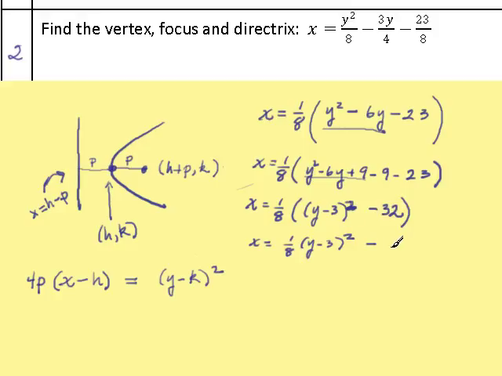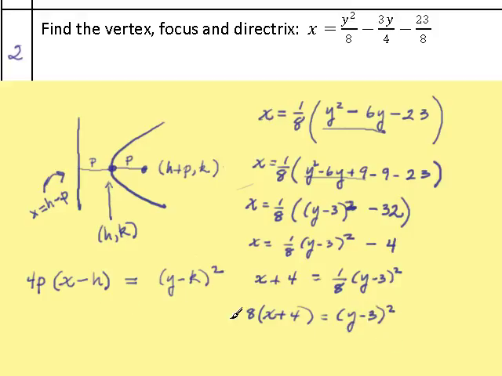And 32 divided by 8 is 4. Let's add the 4. And we have x plus 4 is equal to 1/8 (y minus 3) squared. Okay, we're almost there. Just multiply both sides by 8, and we have 8(x plus 4) is equal to (y minus 3) squared.